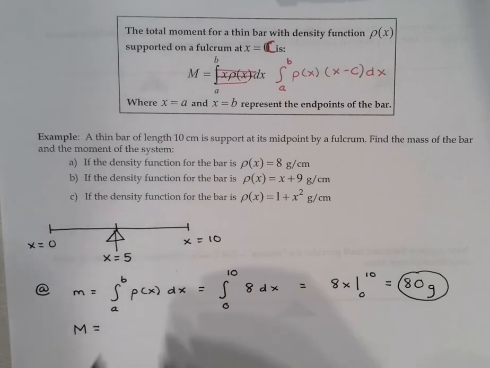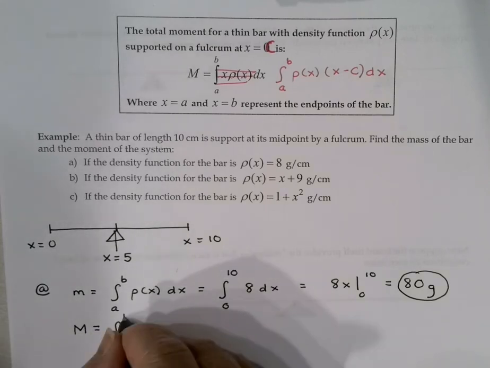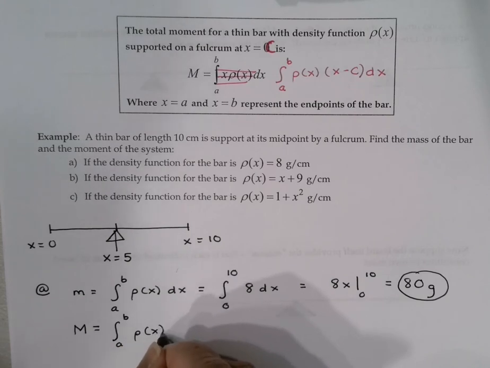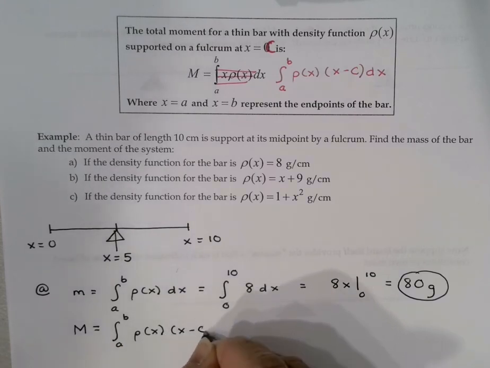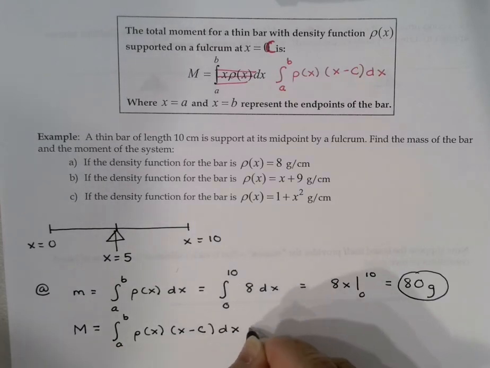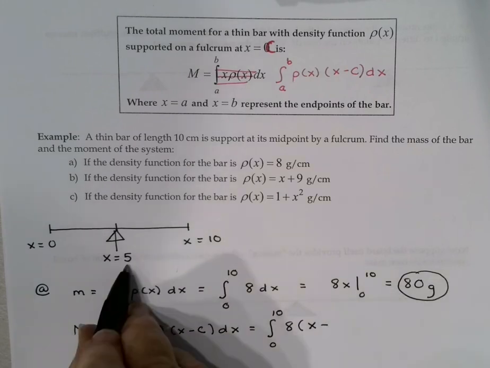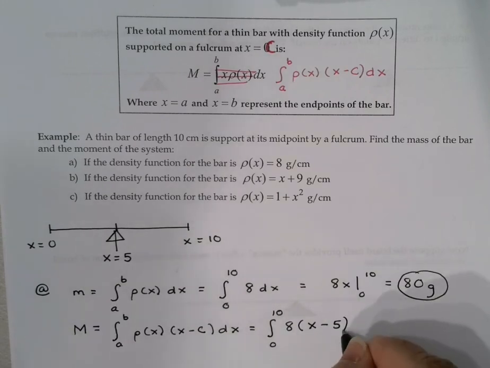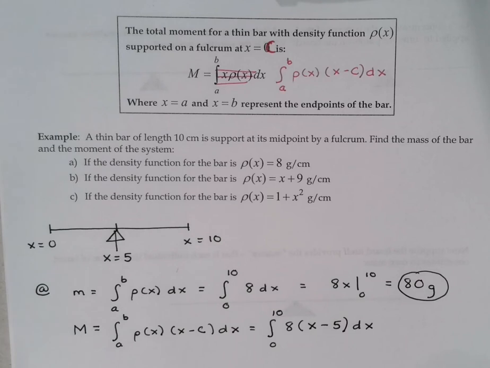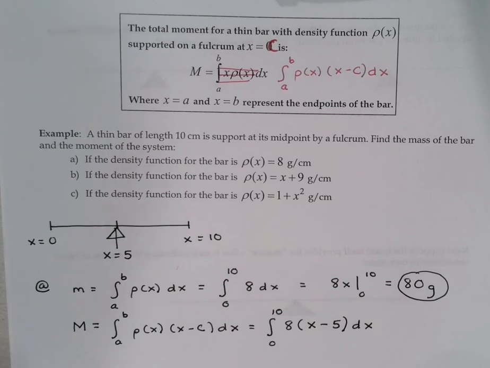The moment is the integral of the density times x minus c dx. So in this case, 0 to 10. And again, our density is 8 times x minus my c here is 5. That's where my fulcrum is, dx. And again, I'm going to leave it to you just to do these integrals or use technology to do them. They're simple integrals. This one comes out to 0. And this is a moment, so it'll be grams centimeters.